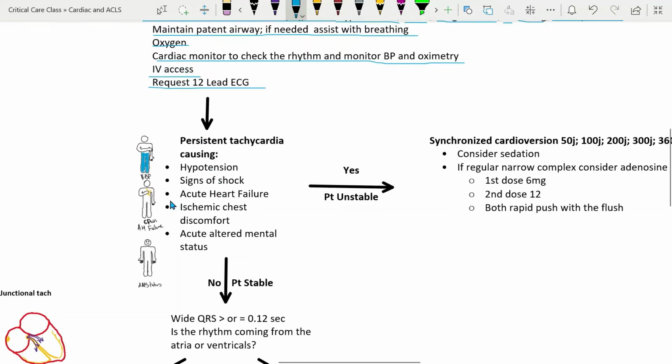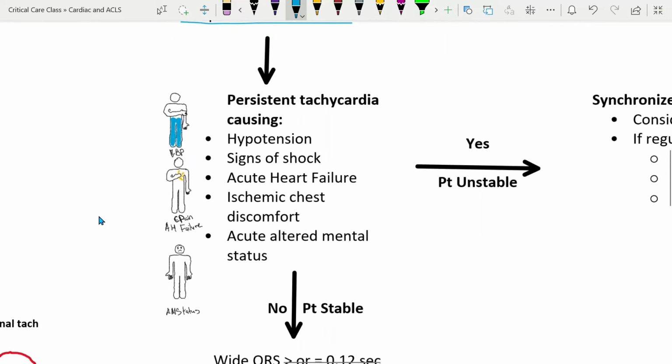The next step is to determine if the patient is stable or unstable, whether the patient's tachycardia causes the patient to be stable or unstable. The patient is considered unstable by the presence of severe hypotension, signs of shock, acute heart failure, ischemic chest discomfort, or acute altered mental status. If the patient is stable, then the treatment most likely would be pharmacological.